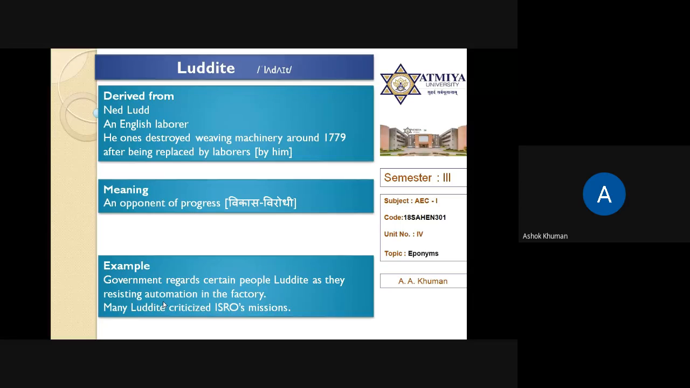He had broken the weaving machine in 1779 in order to show his anger, to show his opposition. He was against the progress and development. A person or a group who is against something, against progress, is called a Luddite.